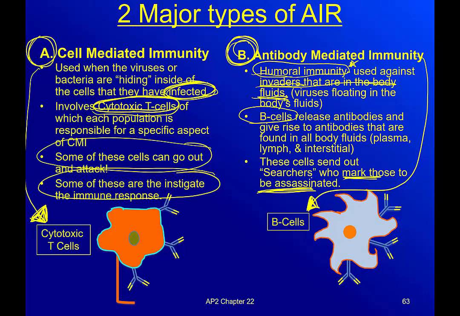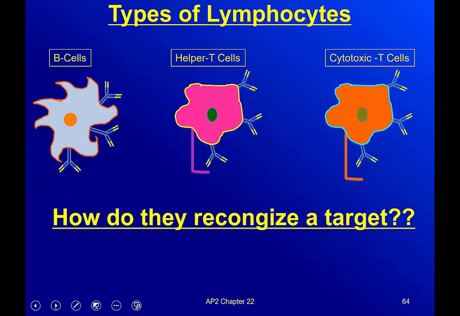So we've got two major divisions to adaptive immune response. Cell-mediated immunity, which is going after those things that are hiding inside of our cells, and it's controlled by cytotoxic T cells. And we've got antibody-mediated immunity that's controlled by the B cells that release antibodies into the fluids of the body that go and attach to exposed viruses, exposed bacteria, exposed toxins, and basically mark it for death. And it's controlled by B cells. I don't remember if I said that.